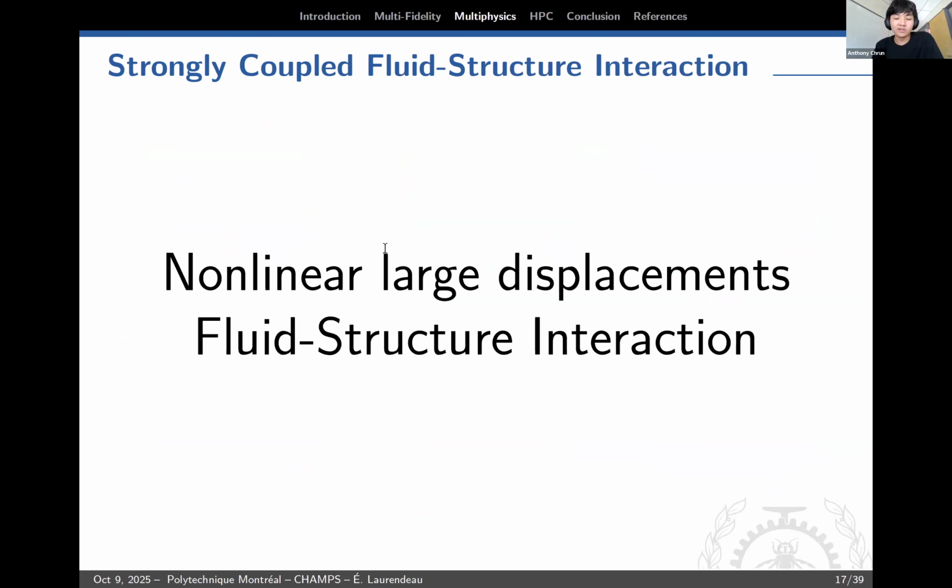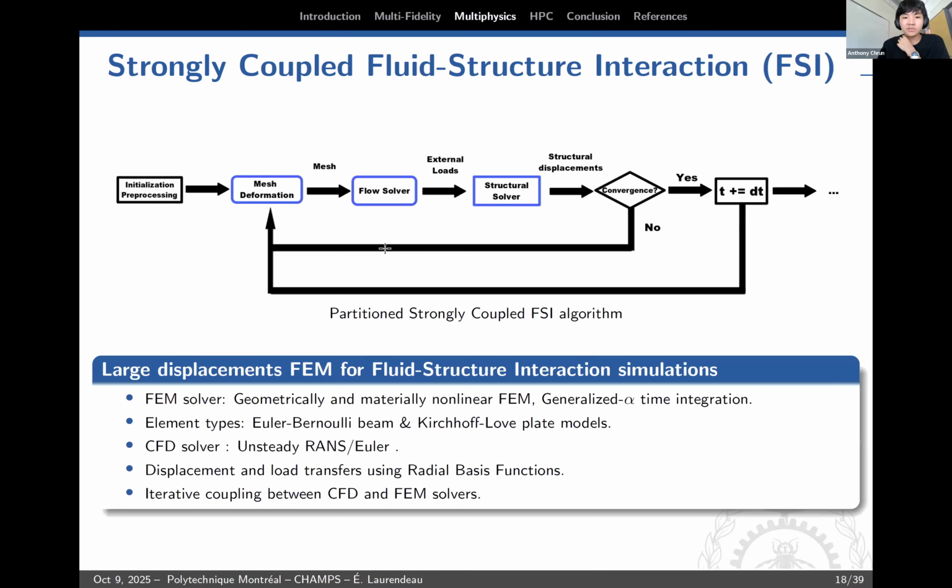Next up, we have the multiphysics solvers, and I start with the fluid-structure interaction solver that now has the ability to handle nonlinear large displacements. So basically how this works is that we are coupling a flow solver, in this case a RANS solver, medium fidelity, with a finite element method structural solver. And it works sequentially at first.